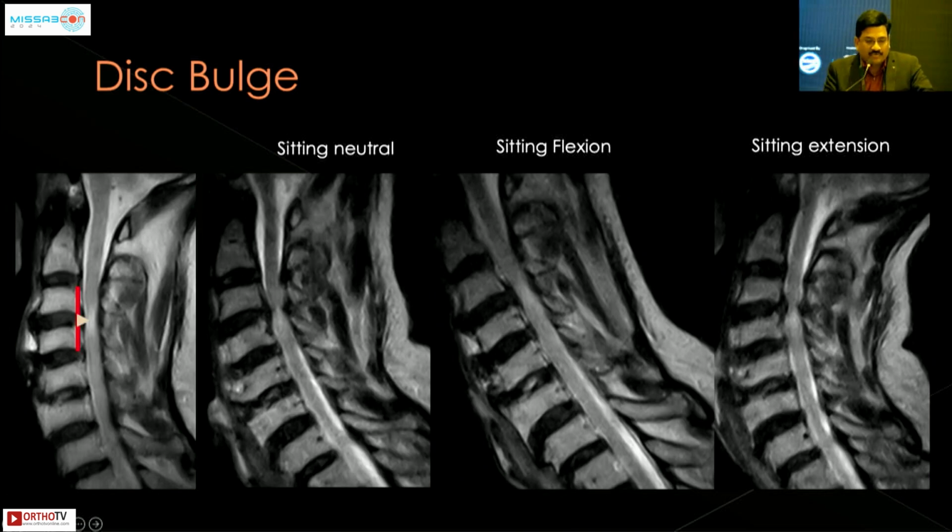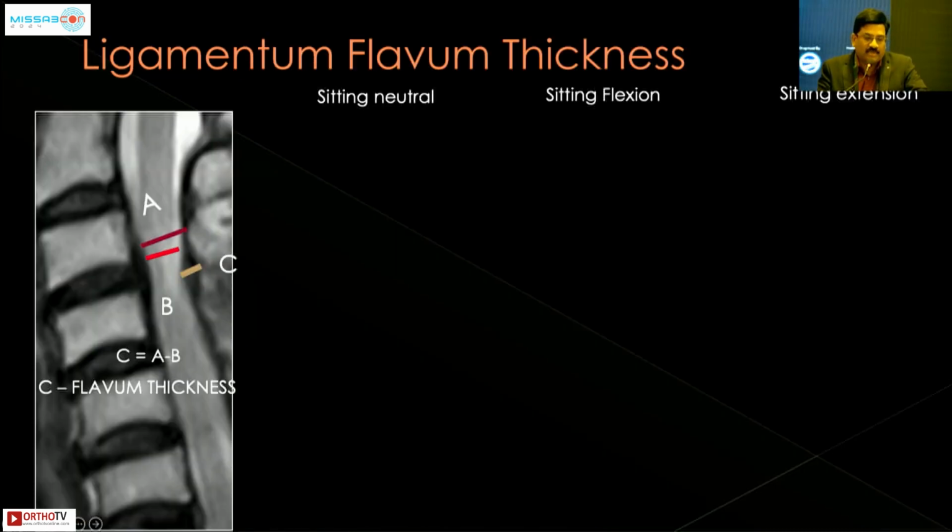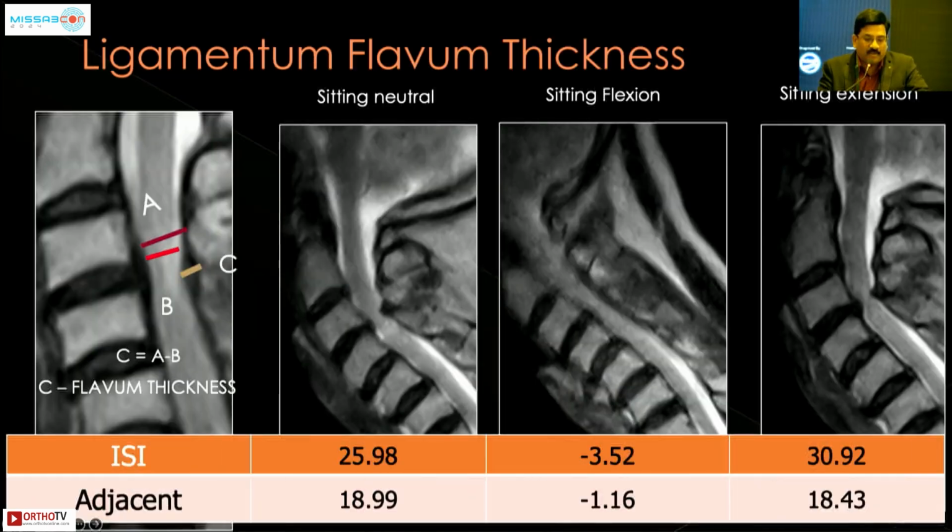Coming to the disc bulge, which we measured with this kind of approach, you can see the adjacent segments were prolapsing more than 16%, while at the affected level the compression is 48% compared to the supine, the increase in percentage of disc prolapse. Similarly, the ligamentum thickness in the adjacent segments in extension was 18%, and at the level where there was a signal change, you could see a 30% increase in ligament buckling, which is causing a pincer grip kind of effect happening exactly at the 3-4 level, which was completely free of compression in the supine.